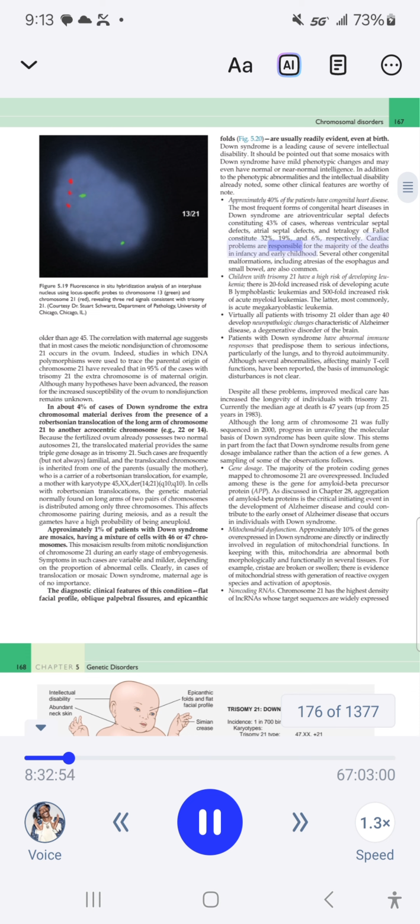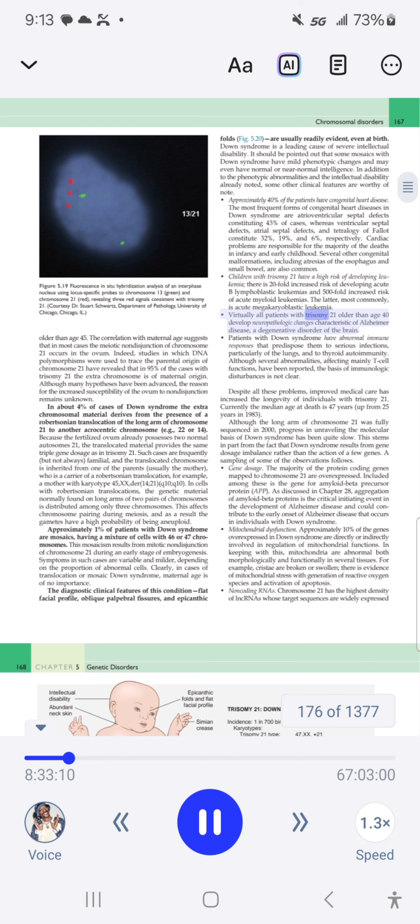Cardiac problems are responsible for the majority of the deaths in infancy and early childhood. Several other congenital malformations, including atresias of the esophagus and small bowel, are also common. Children with trisomy 21 have a high risk of developing leukemia. There is a 20-fold increased risk of developing acute B lymphoblastic leukemias and a 500-fold increased risk of acute myeloid leukemias. The latter, most commonly, is acute megakaryoblastic leukemia.